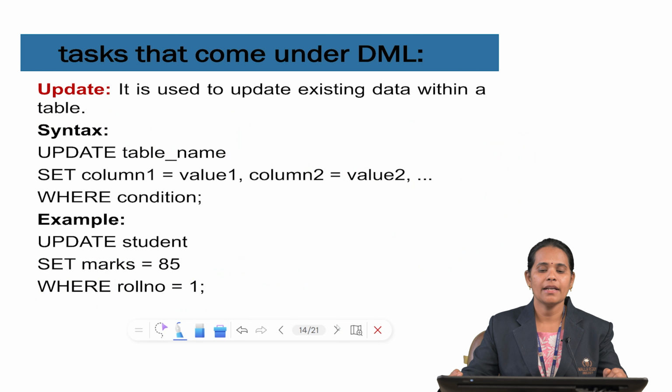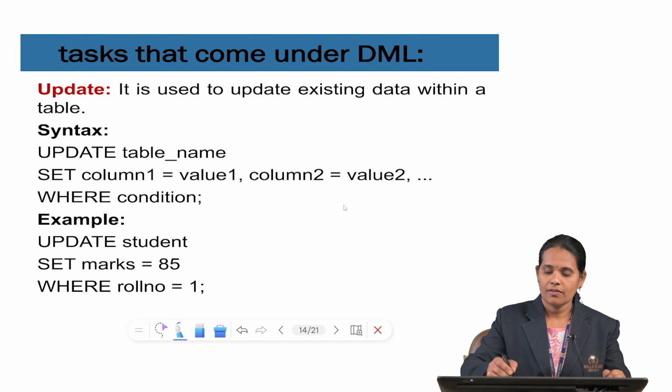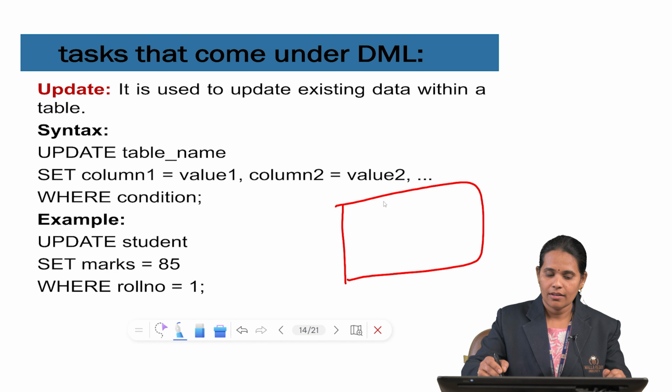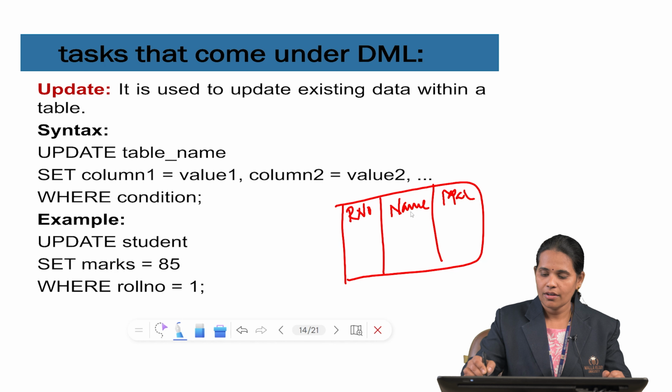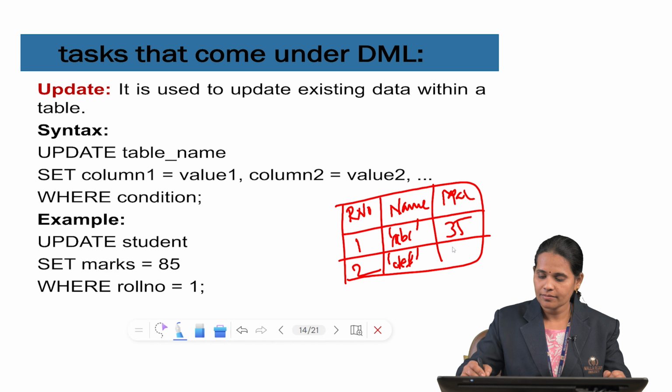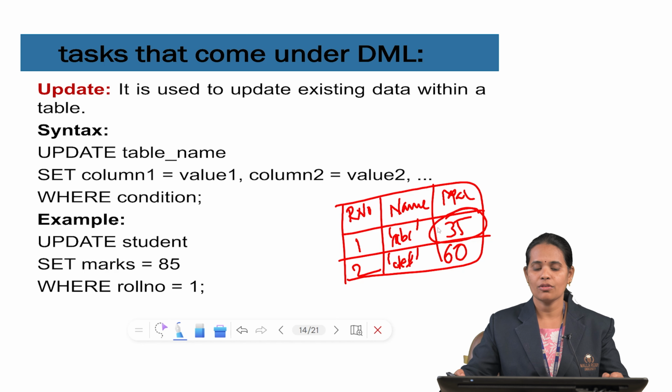Next, update. The update command is used to update existing data within a table. For example, here we have a table. In the table we have roll number, name of the student and marks of the student. In the table we have only two records. The name of the first student is ABC and the second student is DEF, and the marks are 35 and 60. Now I want to update the marks of roll number 1. This can be done by using the update command.